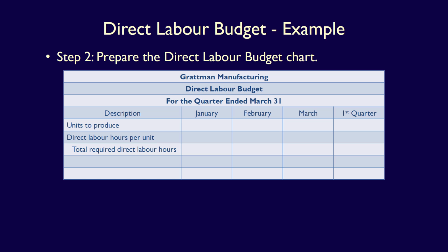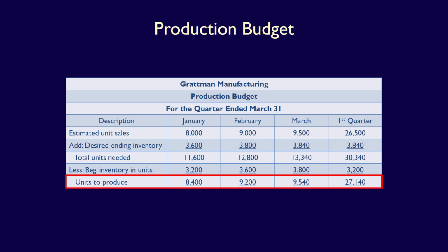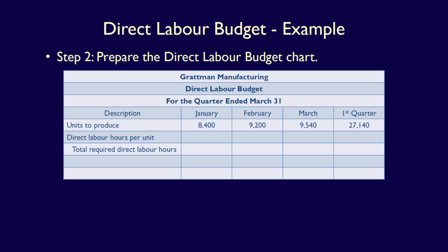We now need to start filling out the chart, starting with the units to produce, which we get from the production budget we already completed. Looking at the last row, we will use January 8,400 units, February 9,200 units, March 9,540 units, and the first quarter 27,140 units, and we'll transfer that information into the first row of our direct labor budget. January 8,400 units, February 9,200 units, March 9,540 units, and the first quarter 27,140 units.